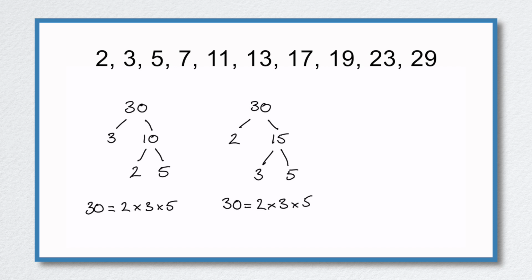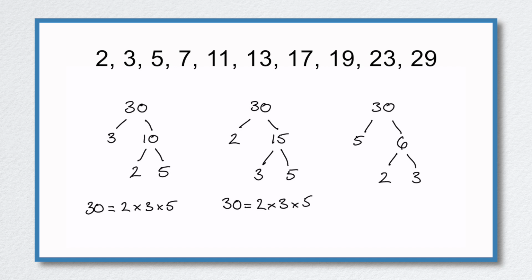Let's do this one more time. 30. Well, I know my multiplication tables. I know that 30 is equal to 5 multiplied by 6. 5 and 6 are both factors of 30. 5 is also a prime factor of 30, because 5 is a prime number. 6, however, is not a prime number. However, this can be broken down into the factors 2 and 3.